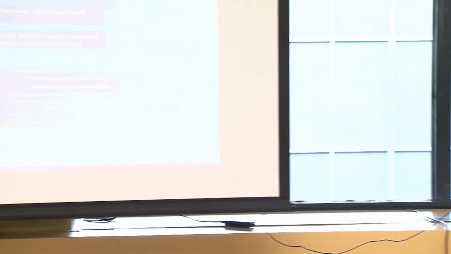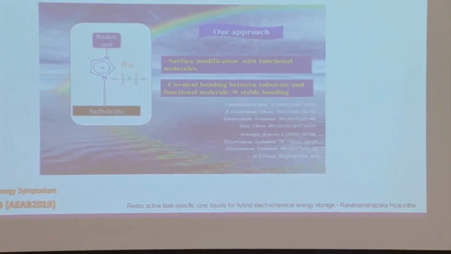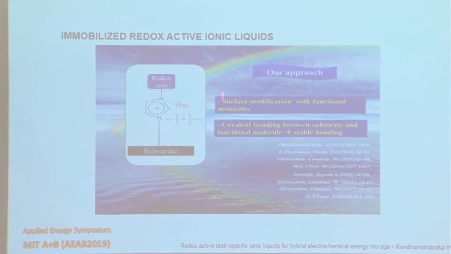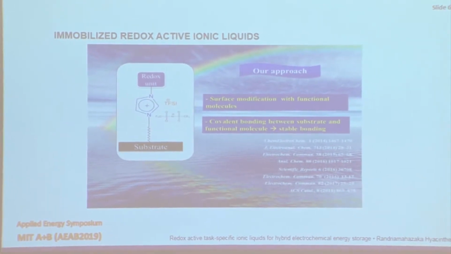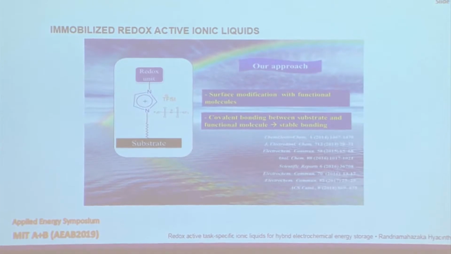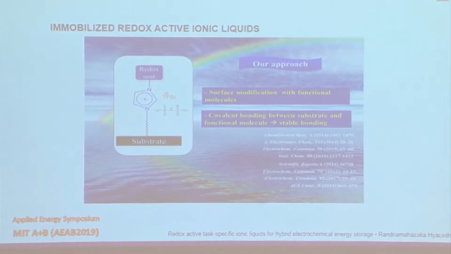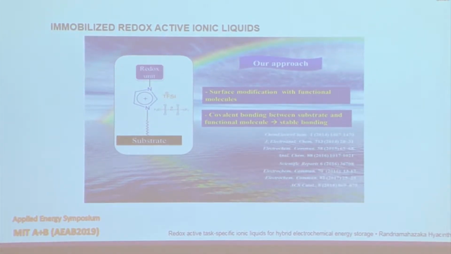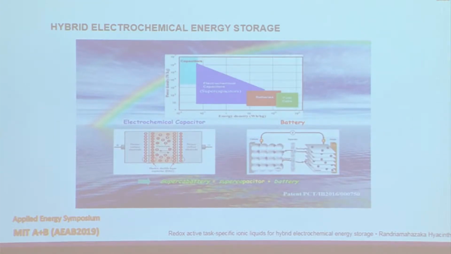Here, our strategy is to develop different kinds of methodology to immobilize this redox active ionic liquid by means of covalent bonding. Why covalent bonding? Because in this case, we can obtain a stable system, and from an application point of view, it is more interesting. So, this kind of ionic liquid can be used for different kinds of applications. I will show one example.